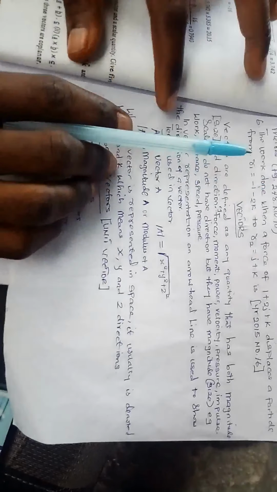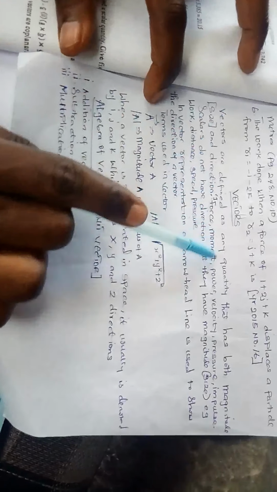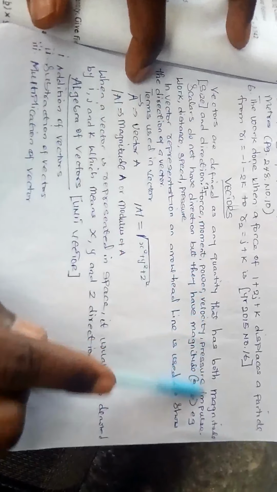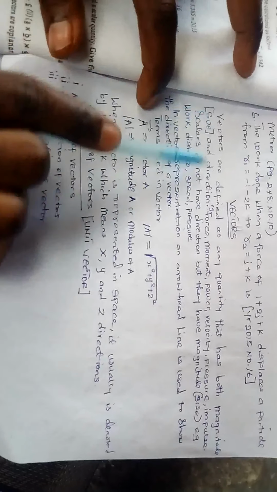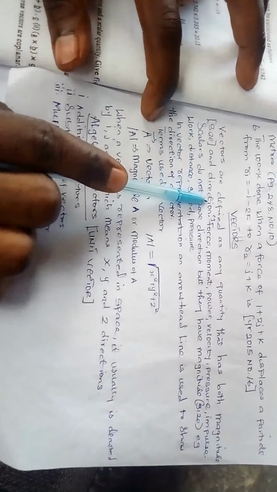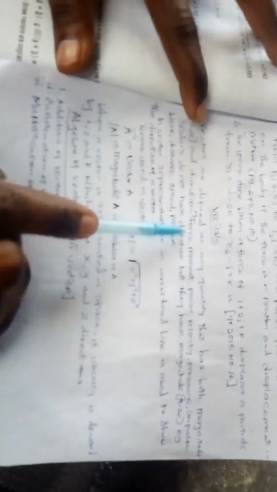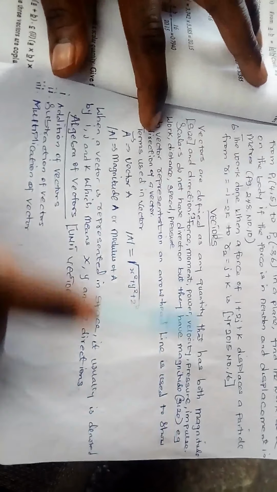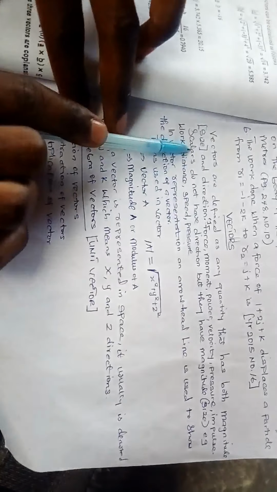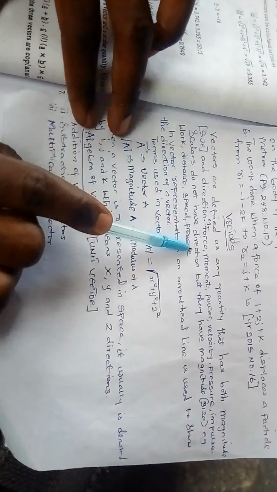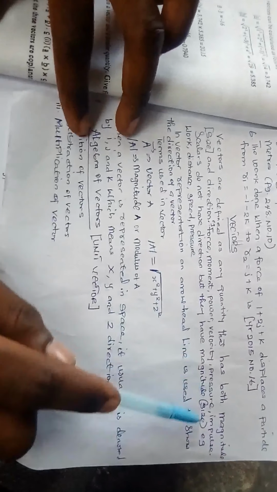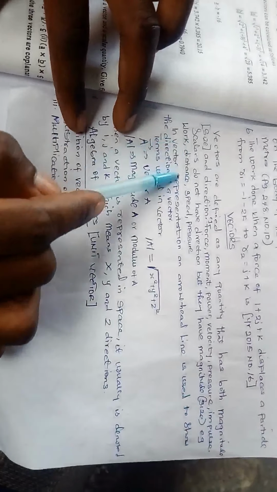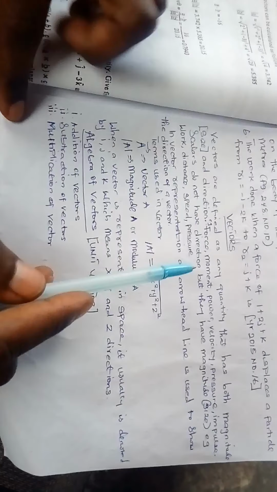Now, understand that vectors are defined as any quantity that has both magnitude, that is size, and direction. Examples of vectors are force, moment, power, velocity, pressure, impulse. As opposed to scalars, scalars do not have direction, but they have magnitude, that is, they have size. Examples are work, distance, speed, pressure, and time.